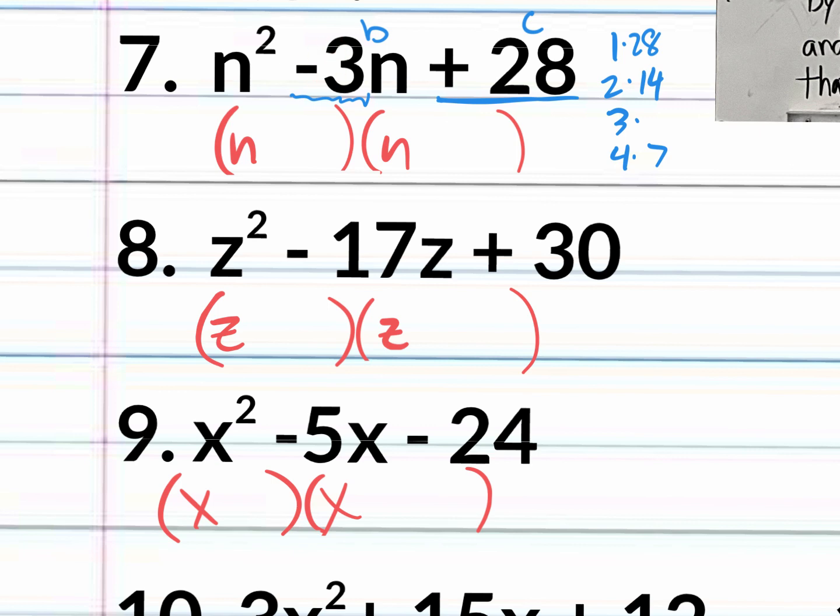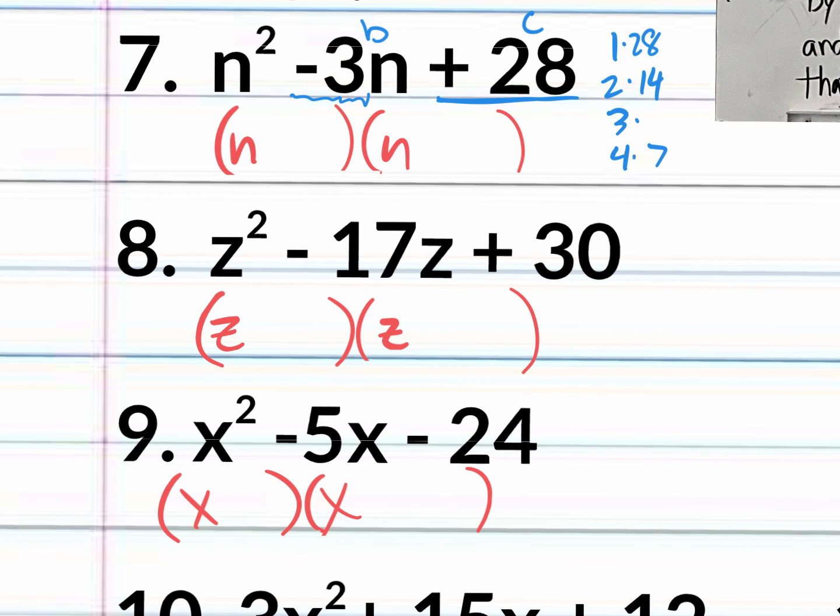Some of you might think, oh, if I change the 7 to a -7, then it'll work. But see, I don't recommend that. Look, this is what you should do. Just go to your list and start adding. What is 1 plus 28? 29. Is that a 29? No. What's 14 plus 2? 16. Is that 16? No. What's 4 plus 7? 11. Is that 11? No.